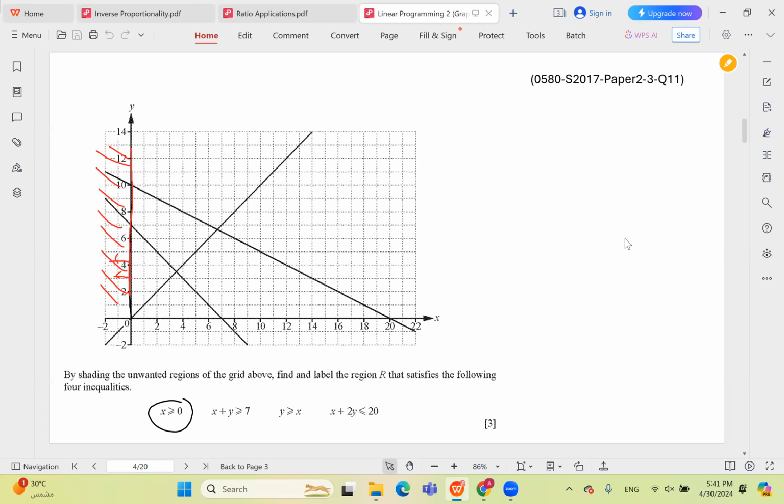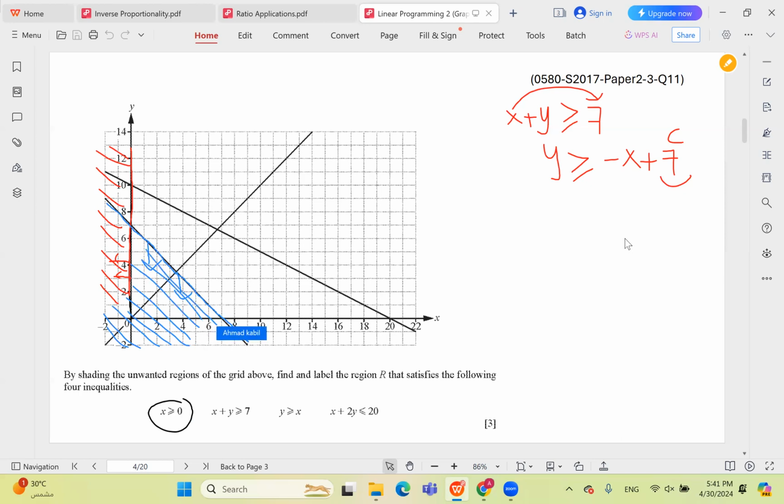And then for the second equation, I have x plus y greater than or equal to 7. I would rather just have the y on one side alone. So let's have y greater than or equal to negative x plus 7. So this is a line that has a y-intercept of 7. And the line that meets this requirement is this line here. And we want y to be greater, so we don't want the region below. So let's just shade everything below this line.